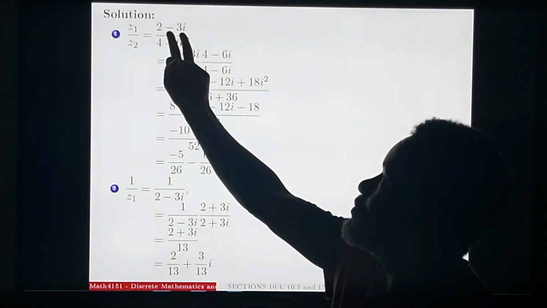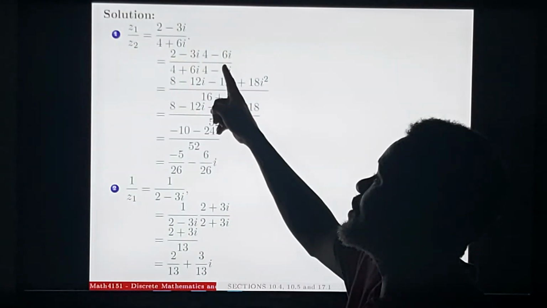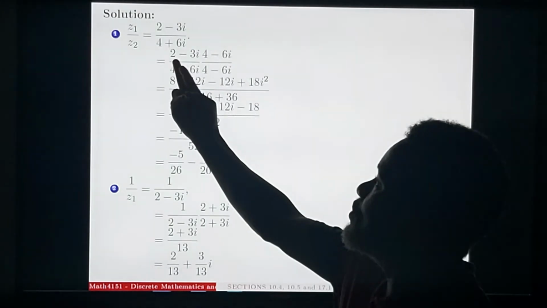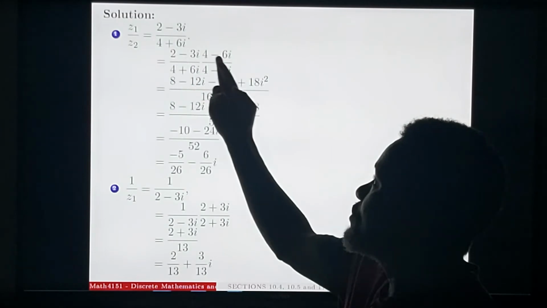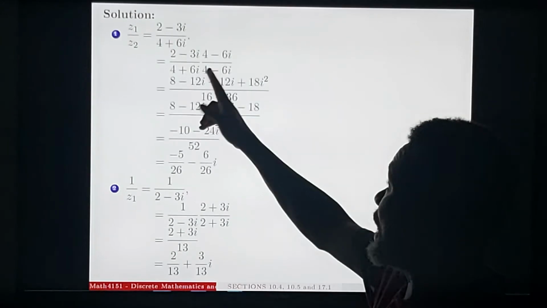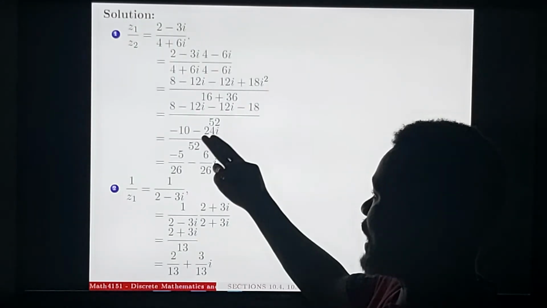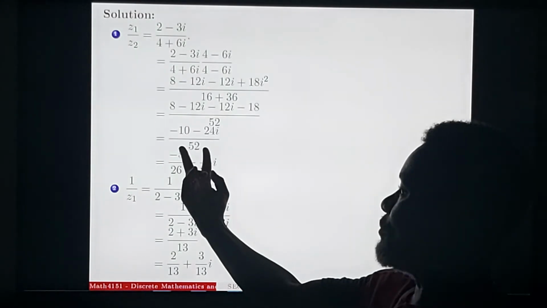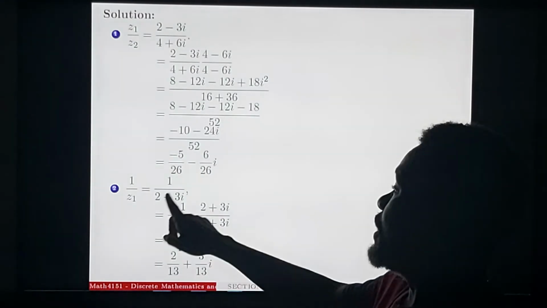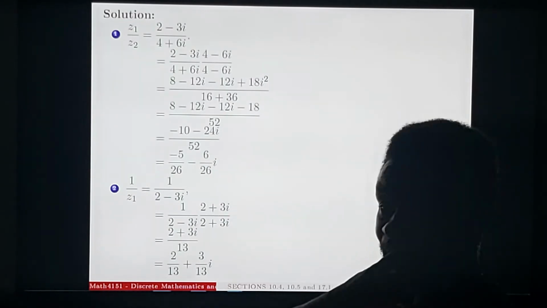So z1 over z2, this is a complex number you're dividing. So what do you do? You multiply by the complex conjugate of this, which is 4 minus 6i, and then you divide by the same number. Expansion gives you 2 times 4 is 8. 2 times minus 6i is minus 12i. Minus 3i times 4 is minus 12i, plus 18i squared. So this here becomes minus. You subtract, and then you get the same expansion for the denominator. So this is what you end up with, which you can write by splitting the real part and the imaginary part. The real part is minus 5 over 26. The imaginary part is minus 6 over 26.